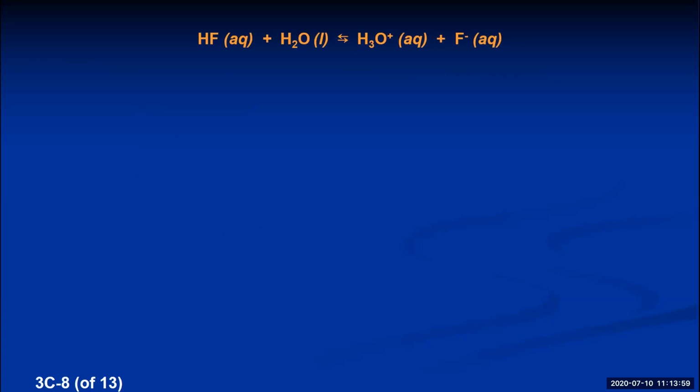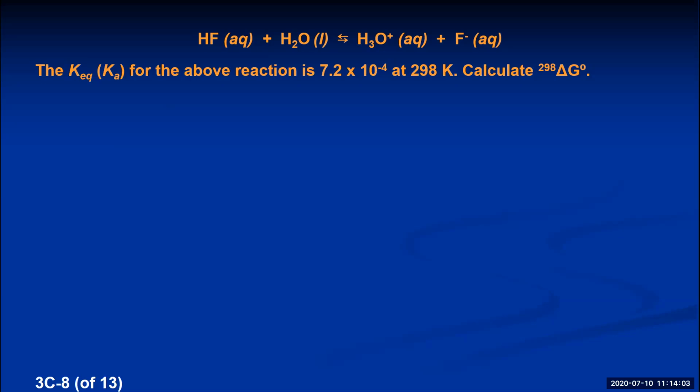Let's try the reaction for the ionization of hydrofluoric acid. We can actually look up on handout 3 on our class website and get the equilibrium constant for this reaction, which is called a Ka because it's the equilibrium constant for the ionization of an acid. So the Ka for the above reaction is 7.2 times 10 to the minus 4th at 298 Kelvin. Calculate what its standard free energy change would be at 298.